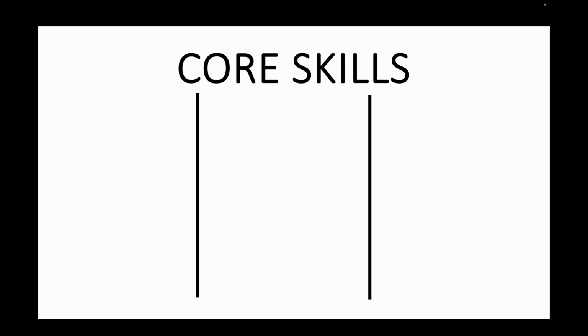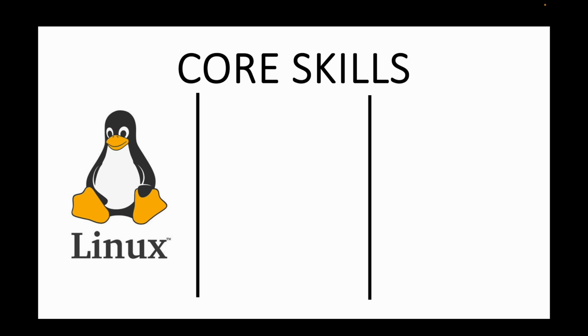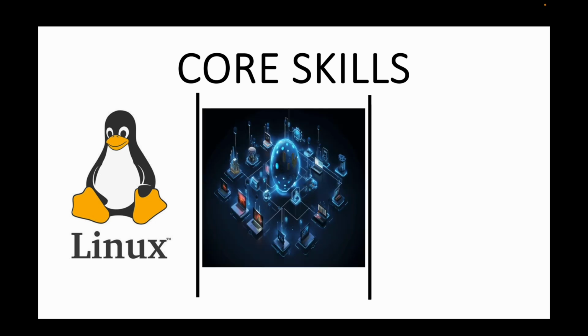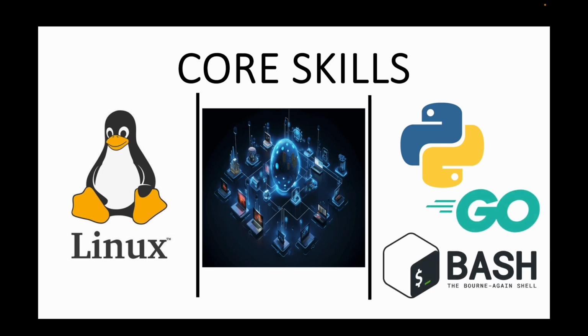So the core skills include Linux fundamentals. Here you will need to learn the essential Linux commands and also system administration. Then you have the networking basics. Here you will need to understand DNS, HTTP, HTTPS, load balancers, and firewalls. And the last one we have is a programming language. You will need to pick at least one programming language. It could be Python, it could be Go, it could be Bash. Now, why do you need these core skills? Because these skills are the foundation for your troubleshooting, scripting, and understanding how software communicates over networks.